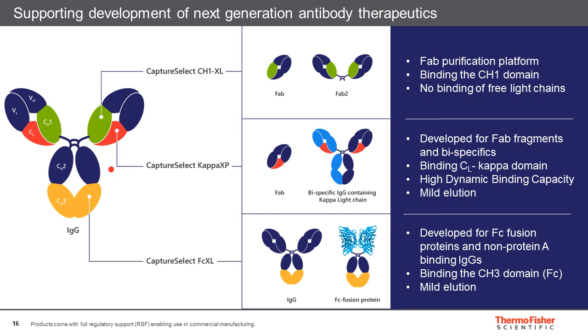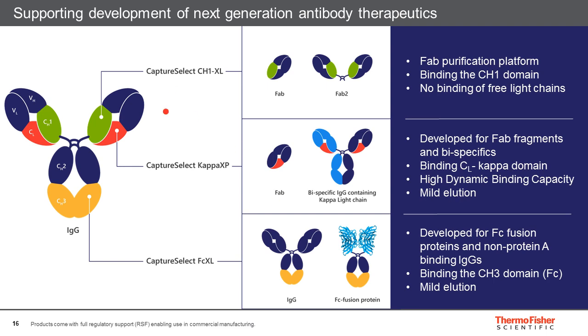Another product we developed is called Kappa XP, which was a recent launch at the beginning of January, specifically developed for antibody fragments if you do not have overexpressed light chains, but also for bispecifics when people are working with Kappa and lambda variants. You can then use Kappa XP to, for example, pick out specific bispecific antibody formats. It will bind to the constant region of the Kappa domain, so it will pick up free light chains. However, it has a pretty high dynamic binding capacity and has built-in mild elution as well.